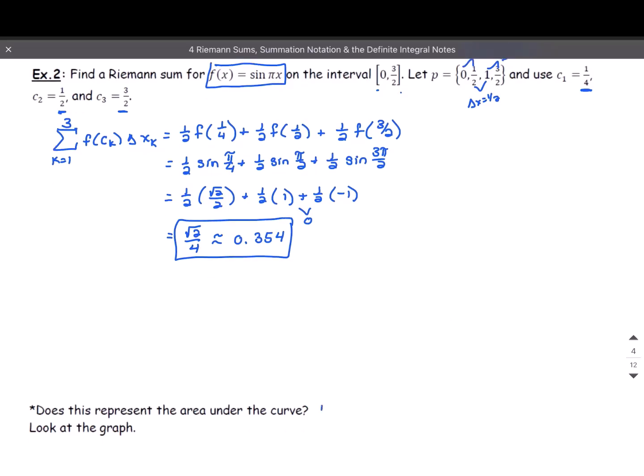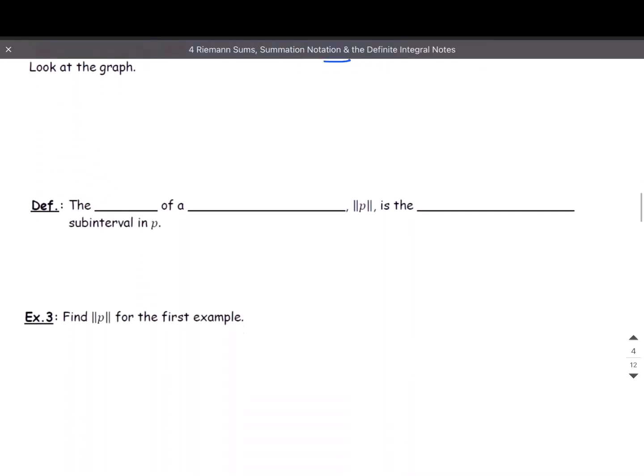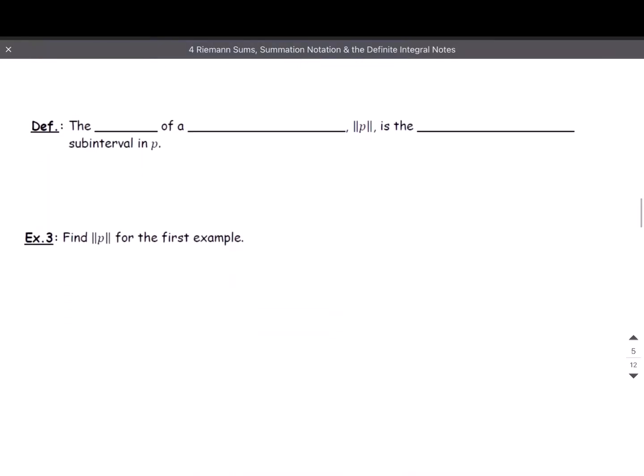You might want to think about that and start wondering what's going on, because the answer to that question is no. I wonder why. We've been doing area under a curve. That sounds weird then. There's another term we need to introduce here: the norm of a partition, and it looks like a double absolute value symbol.